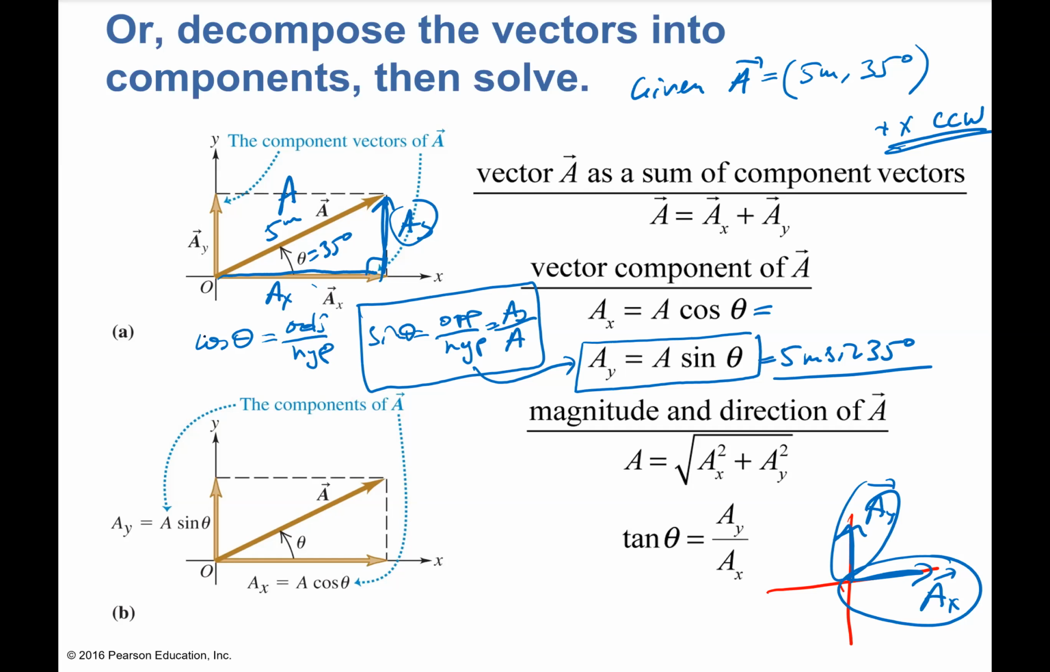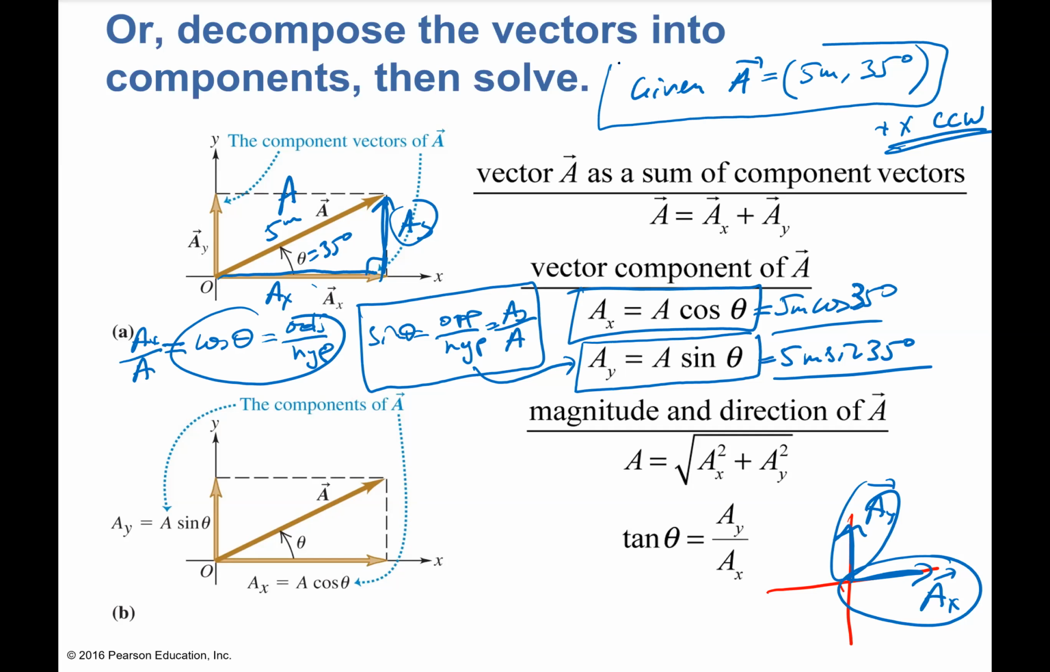Same way, cosine of theta equals adjacent over hypotenuse. Adjacent is AX, hypotenuse is A. Rearrange, then we get this guy over here, which is then 5 meters cosine of 35 degrees. That means I can also find the components from here. All right. That means if you are given the parent vector A and its magnitude and direction, then you can find the components using those two equations. Okay, that means finding the components if you're given A and theta A.